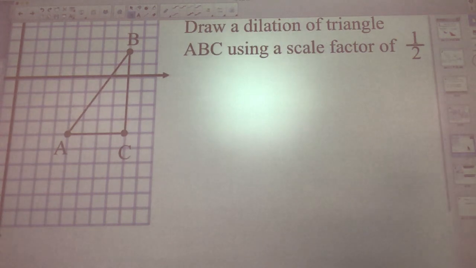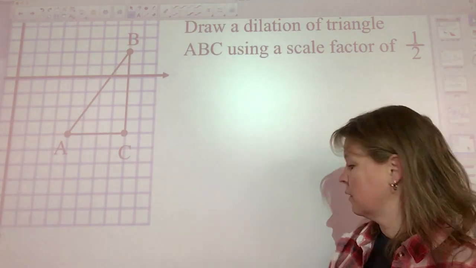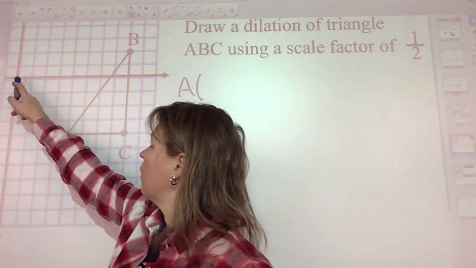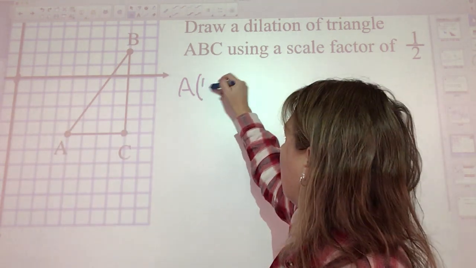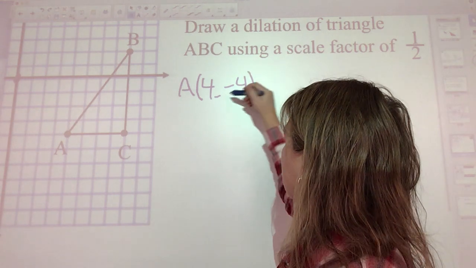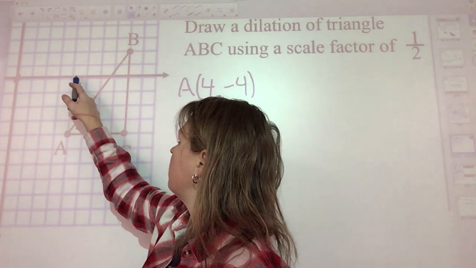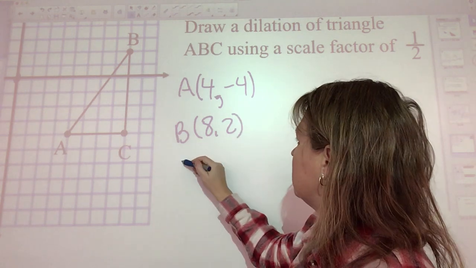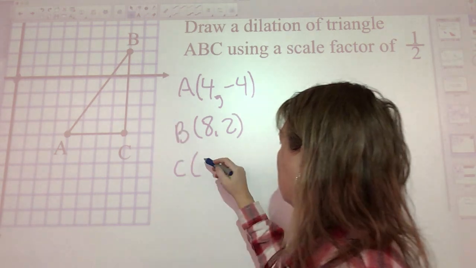Let's try this one. Draw a dilation of triangle ABC using a scale factor of 1/2. Because this number is less than 1, it's going to be a reduction. You know your triangle is going to get smaller. We'll do the same process. A was at, here's my origin over here, over 4, down 4. B was over 8, up 1, 2. And C must have been over 8 as well, but now it's down 4.